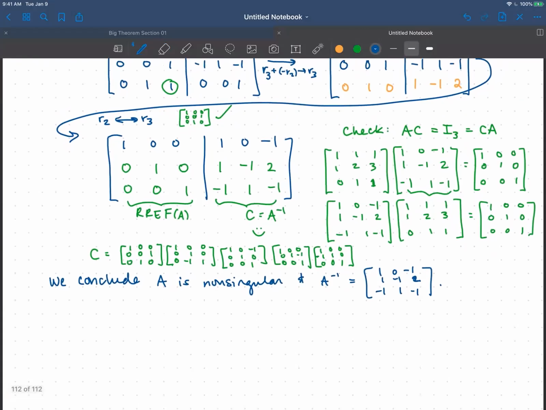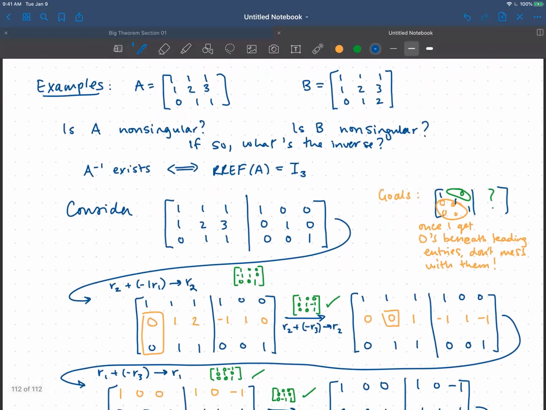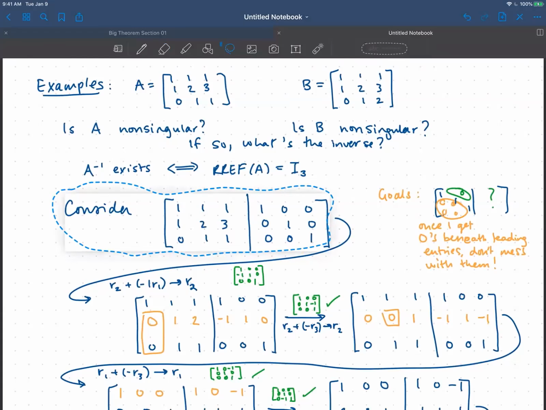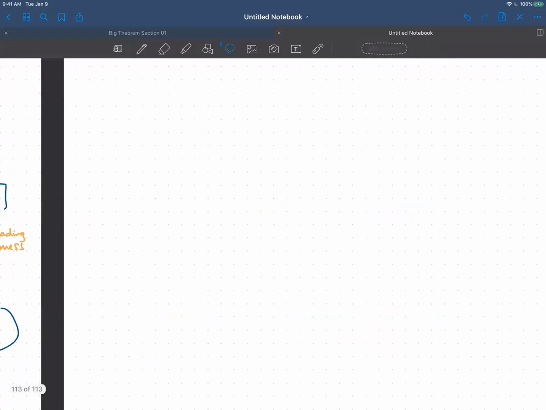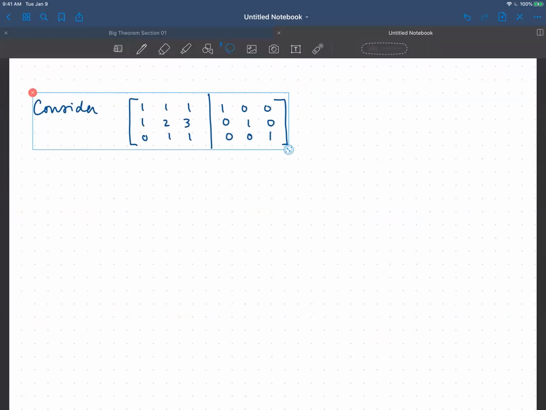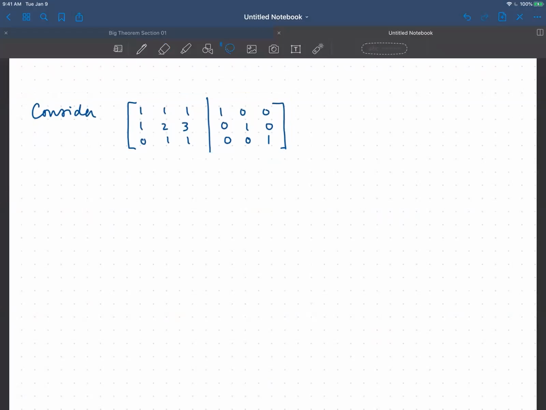Okay, now what happens if we look at the matrix B? So let me grab the matrix B, and in fact, I'm just going to grab this matrix and fix the last entry. So let's copy that. Start a new page. Paste that. So now we want to know if B is non-singular. So we're looking at matrix B here.